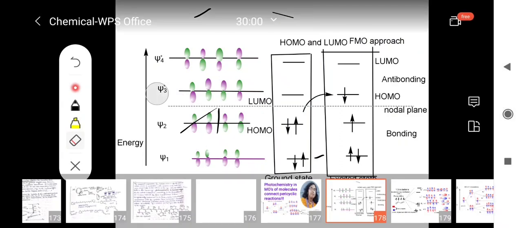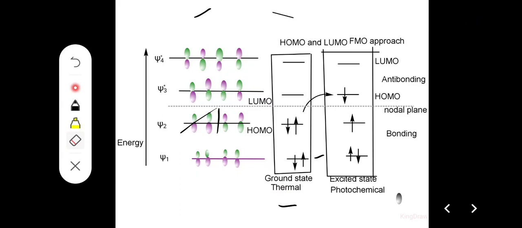So electrons always go into the bonding molecular orbital rather than the anti-bonding. After the bonding molecular orbital is filled, electrons go to the anti-bonding molecular orbital. Always remember that Hund's rule is considered for filling of electrons.